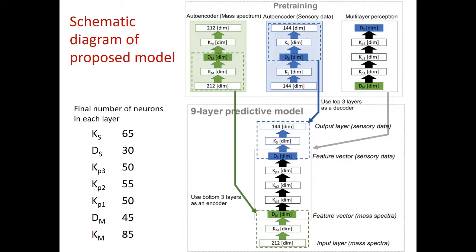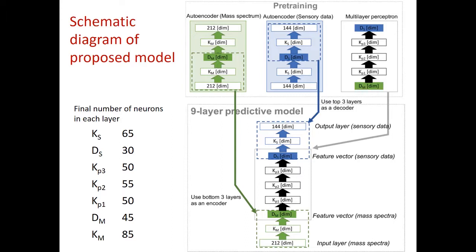And this is the actual diagram of the model. This is the autoencoder for the mass spectrometer, where the dimension of the mass spectrum is 212 in this case, and a five-layer structure is used here. This is the autoencoder for sensory data, with a dimension of 144, and a five-layer structure is used to extract the features.